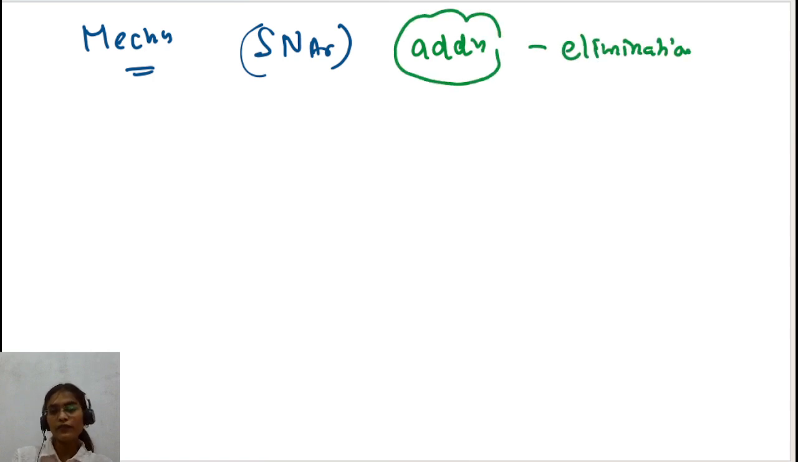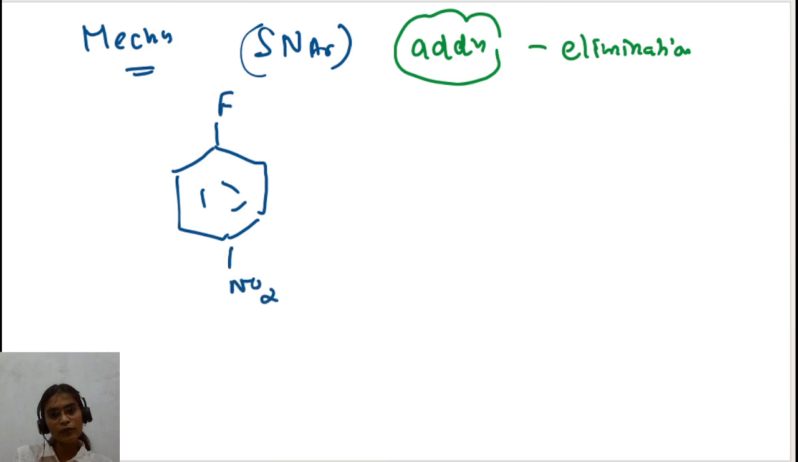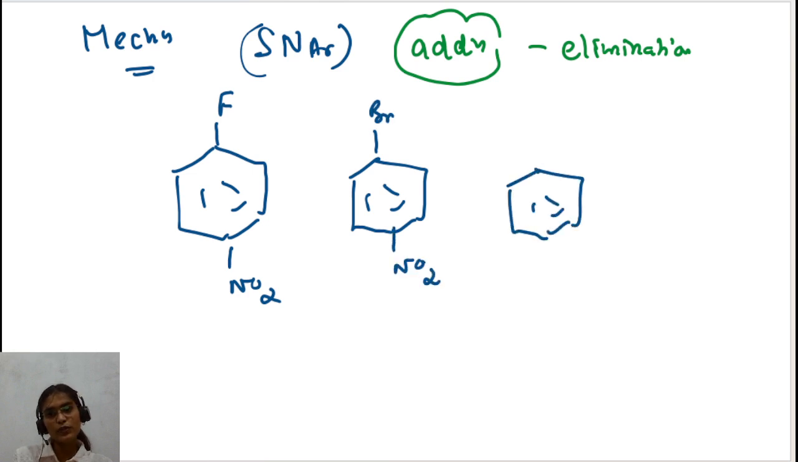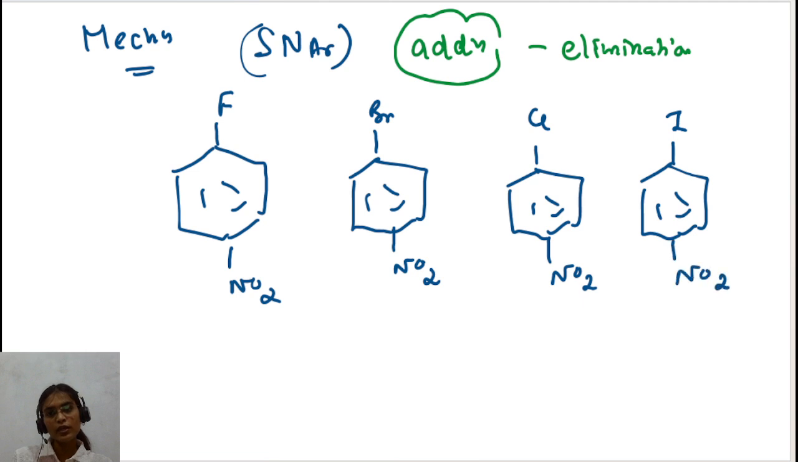My first question to you: for example, let's suppose this is my benzene, a fluorine group is connected, and this is my NO2 group. Second one, let's suppose that bromine is there and this is my NO2 group. Third condition, this is benzene with chlorine and NO2 group. And the last one, this is iodine and NO2 group. Can you tell me what is the rate of the nucleophilic substitution reaction there?